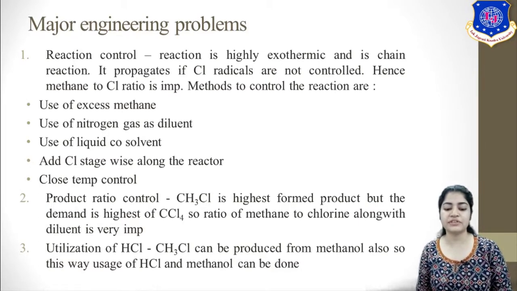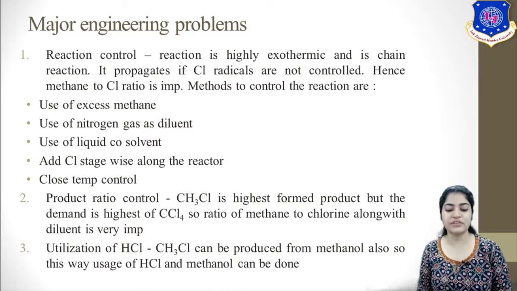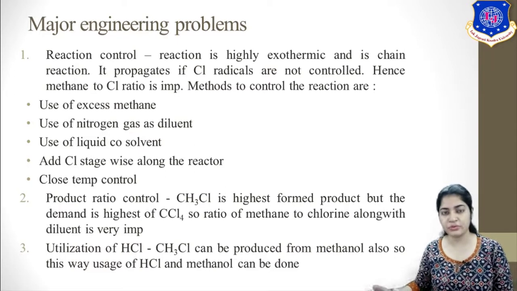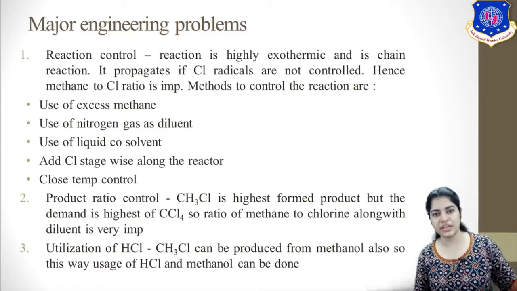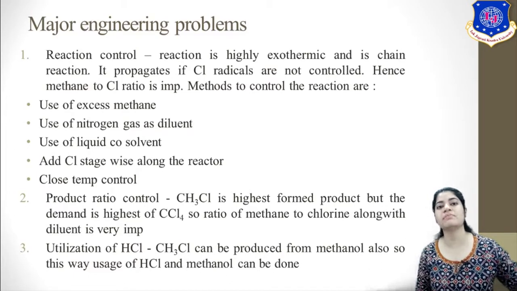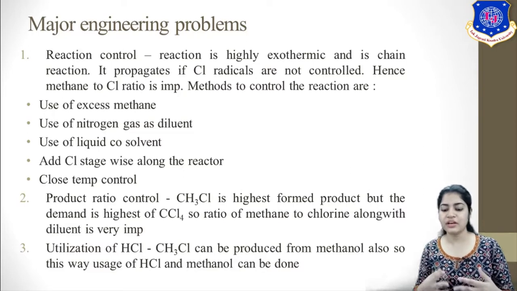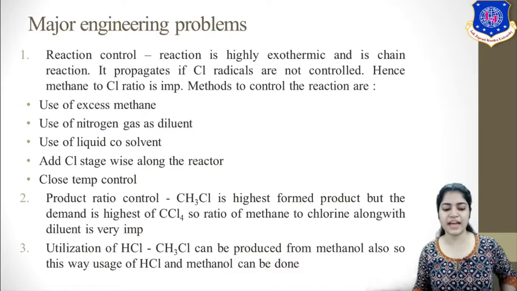Now utilization of HCl, that is the third major engineering problem. CH3Cl can be produced from methanol also, so this way HCl can be used. Instead of a water absorbing column you can provide another reactor, where if methanol is produced as a byproduct anywhere in your industry, you can react HCl with that methanol to make CH3Cl again. So instead of a water scrubber you can add another reactor. This can be done.